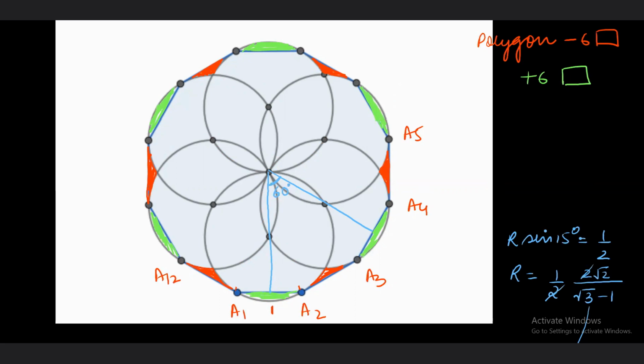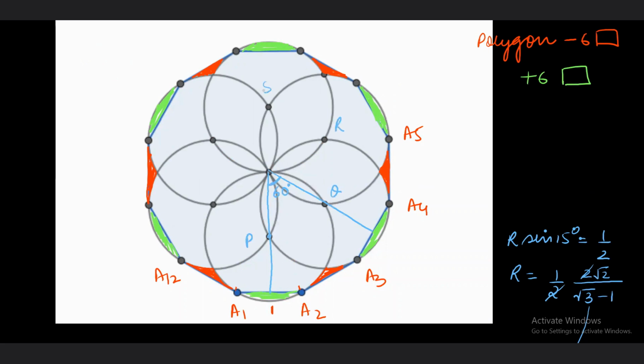Why? Because for consecutive sides, the angle between the centers is pi by 6 plus pi by 6. That is how we are going to calculate it. So how much angle will you have? Pi by 6 plus pi by 6. That means it is going to become twice of pi by 6. Correct?